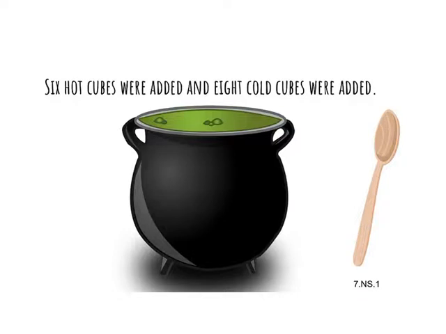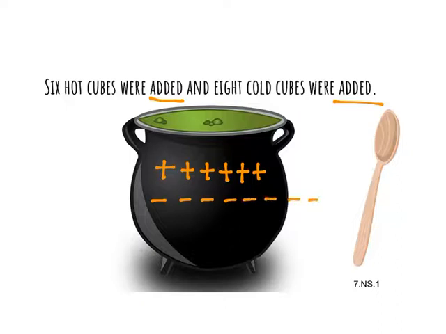It says 6 hot cubes were added and 8 cold cubes were added. So first of all, we say that added, okay? We know that this is about to be an addition problem. Well, what are we adding? We're adding 6 hot cubes. And we said that the hot, in this case, 1, 2, 3, 4, 5, 6, those are the hot, and 8 cold cubes. So here we'll say 1, 2, 3, 4, 5, 6, 7, 8, okay? Now, before I even find the answer, how do I write this as an equation?